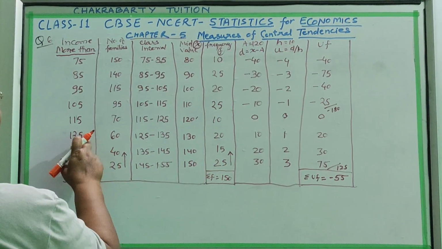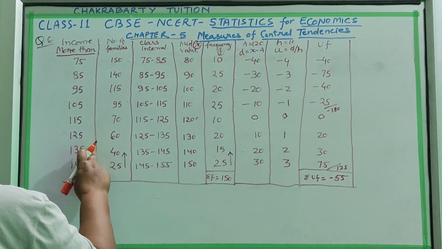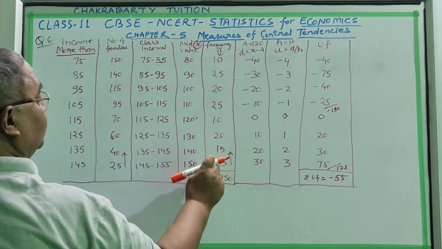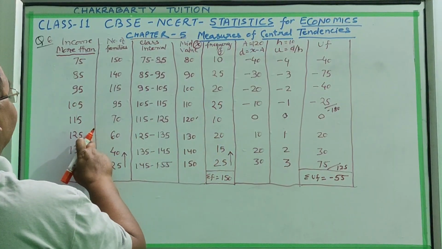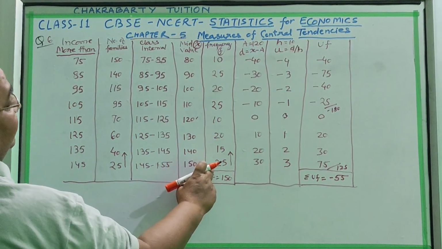Likewise, if you want to say more than 125 income, how you can get it? 60 minus 40 is equal to 20. Now you see, these are all more than 125.